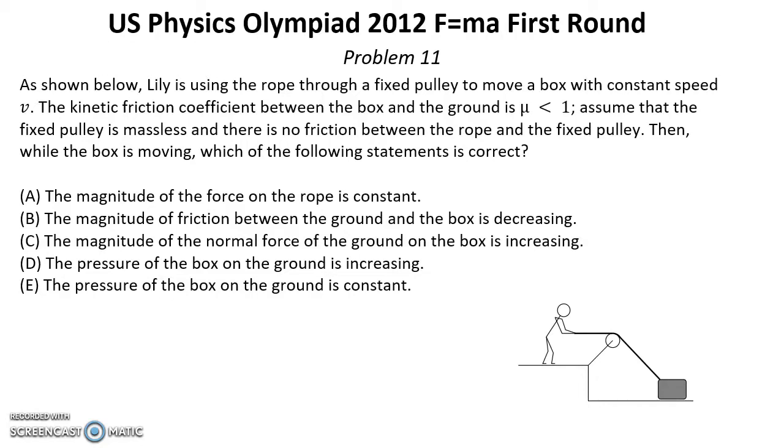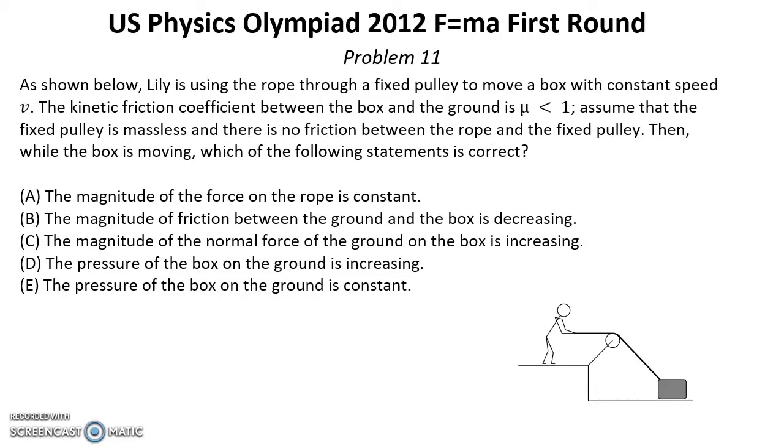US Physics Olympiad, year 2012, F equal MA. First round. Problem 11. Solution for this problem you can find below this video in the reference of the description.